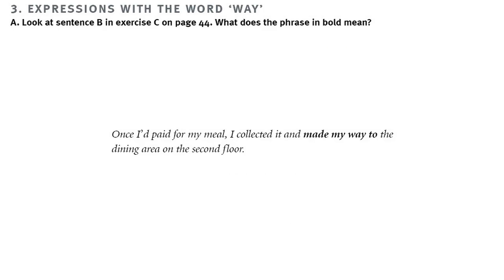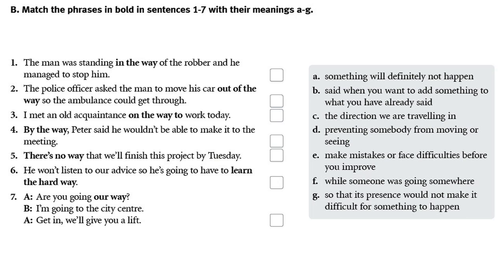3. Expressions with the word way. وتعني طريقة A. Look at sentence B in exercise C on page 44. What does the phrase in bold mean? Once I paid for my meal, I collected it and made my way to the dining area on the second floor. made my way يعني قمت بشق طريقي إلى هذا المكان.